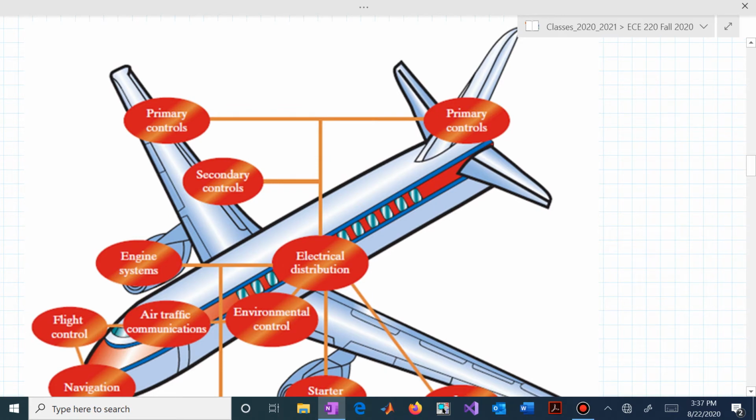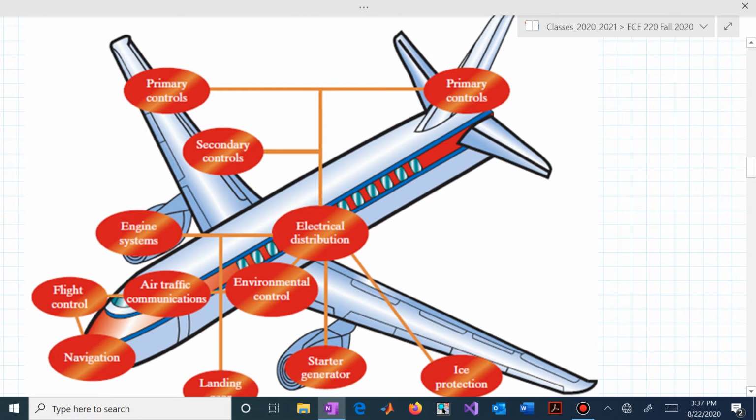Can I illustrate interactive systems any more? Did anyone get on a plane recently? Maybe not so much now, but when we are dealing with air, planes, and transportation, there's a lot of interacting systems. There's primary controls, secondary controls. How do you get this plane off the ground?